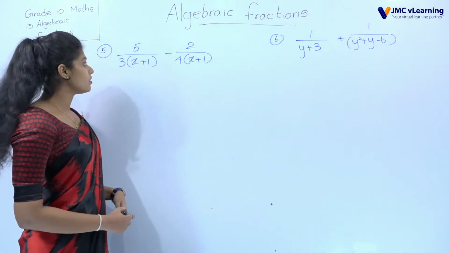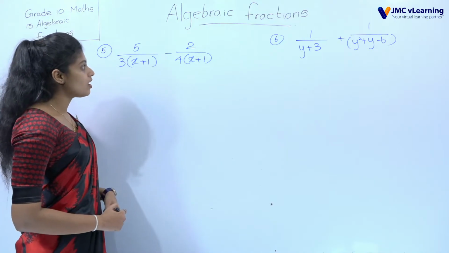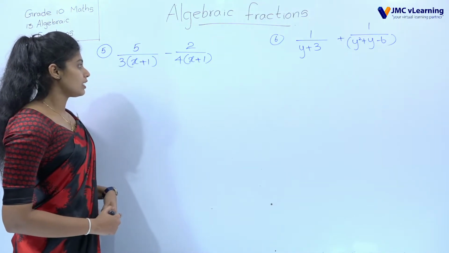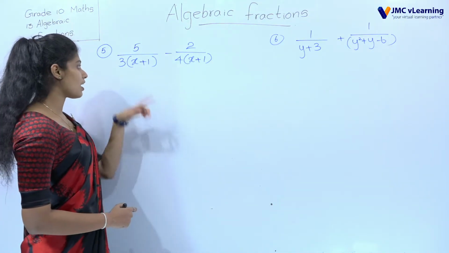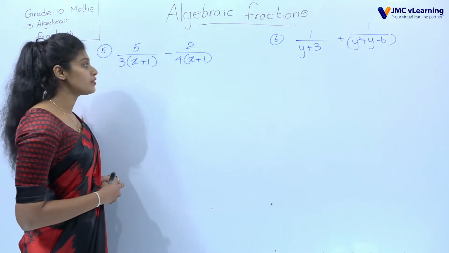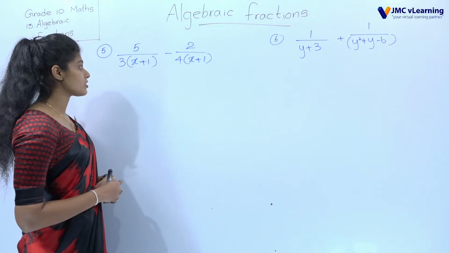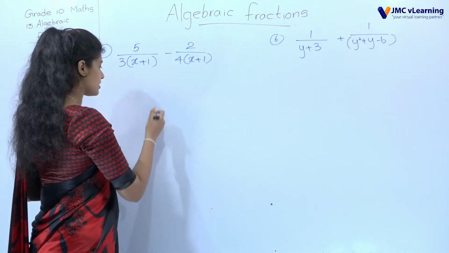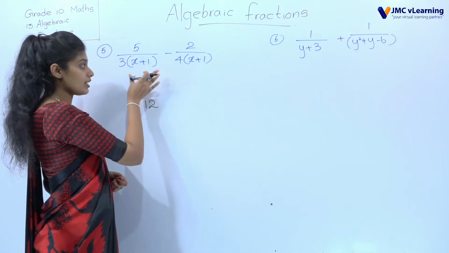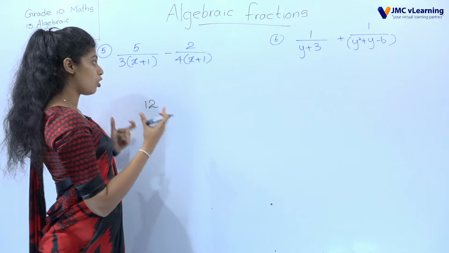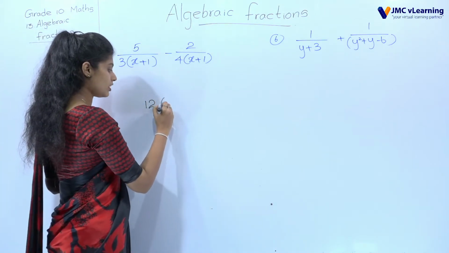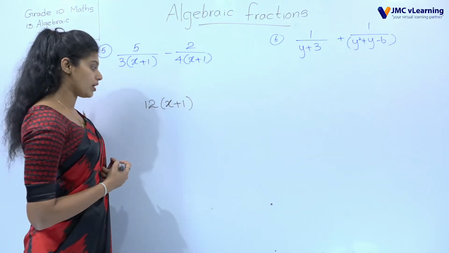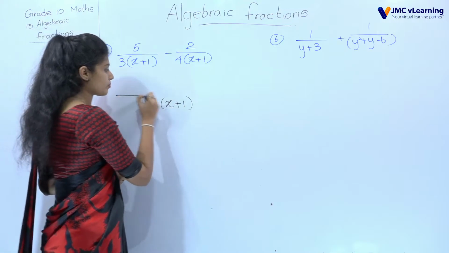It is 5 over 3 into x plus 1 minus 2 over 4 into x plus 1. Here in the denominator whole numbers are 3 and 4. You have to take the equal denominators of 3 and 4 first. Earlier we have found this one, it is 12. Then x plus 1 part is common to each other. So for the equal denominator you have to take x plus 1. This is the common denominator.